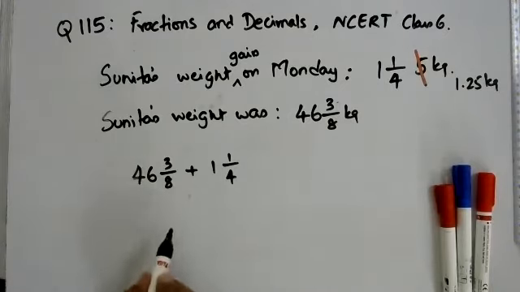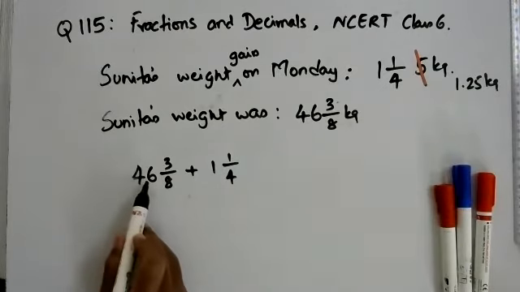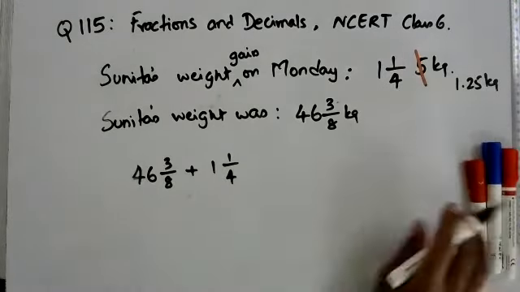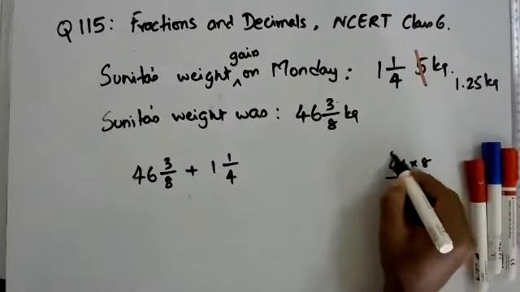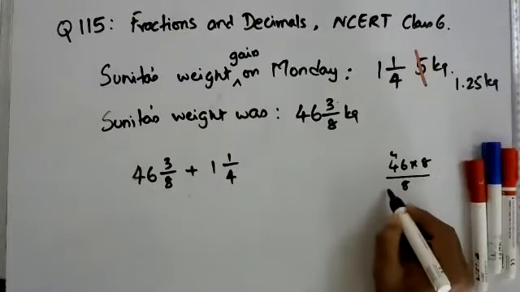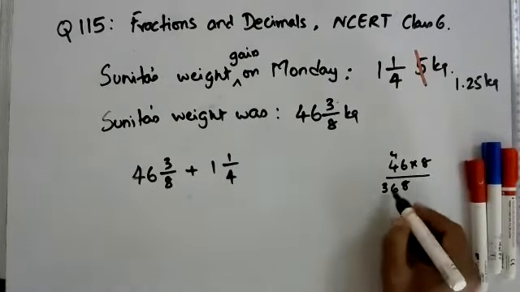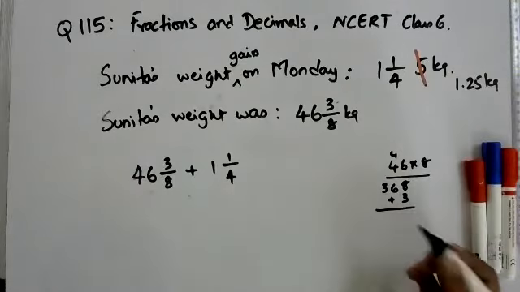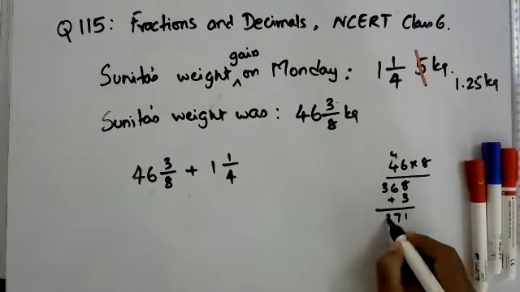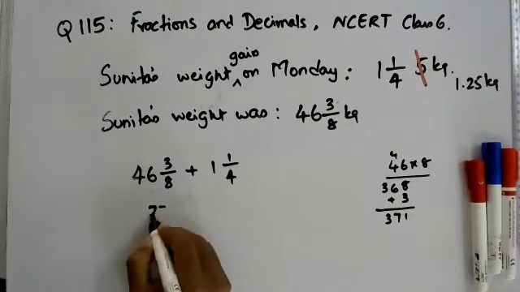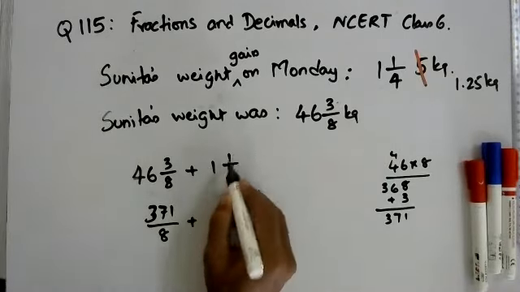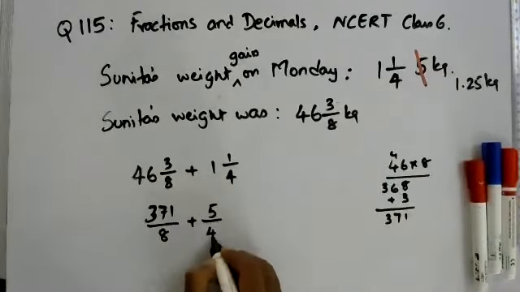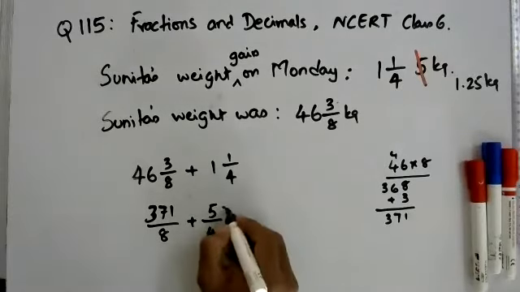That's one approach. Only thing is, it is somewhat tedious, like multiplication. First you have to do 46 into 8. 46 times 8, what will that give you? 8 6 are 48. 32 and 4 is 36. 368 plus 3, right? Added plus 3, yes, 371 upon 8. So you get 371 upon 8 plus 4 1 is 4, 5 upon 4. 5 by 4, and then the LCM would be 8.